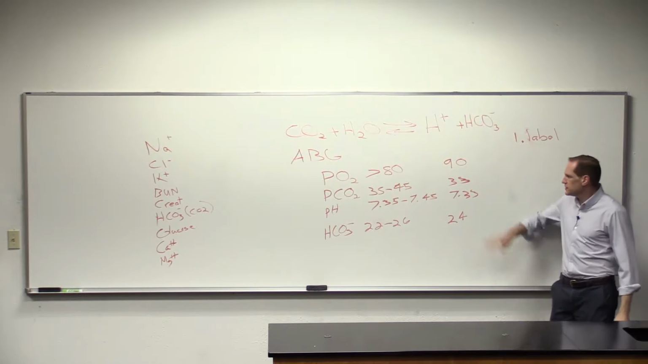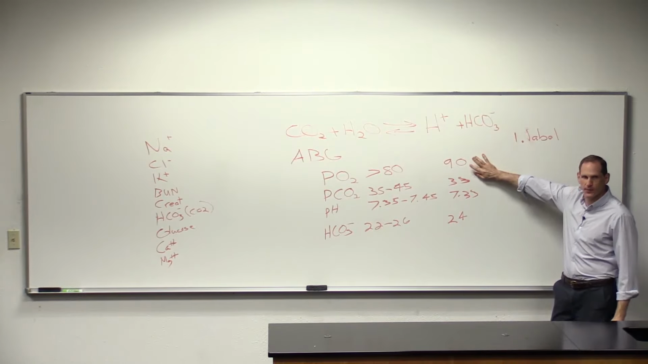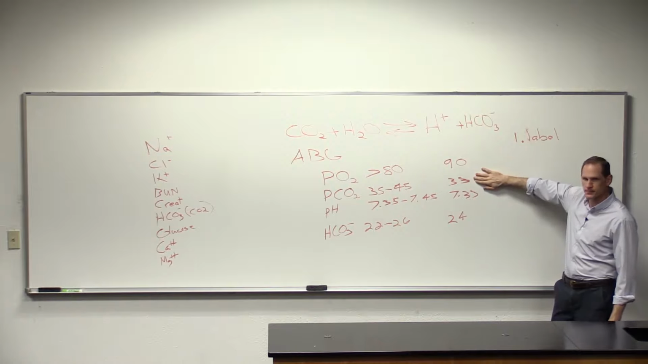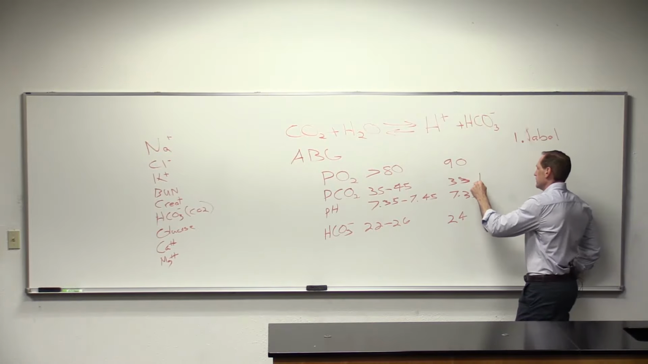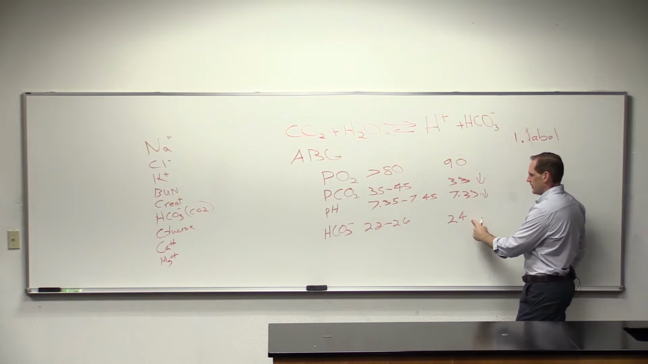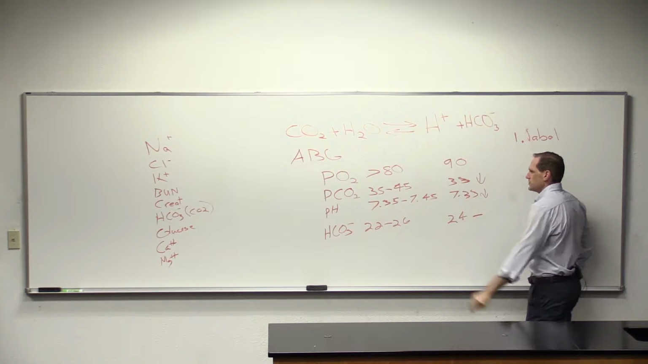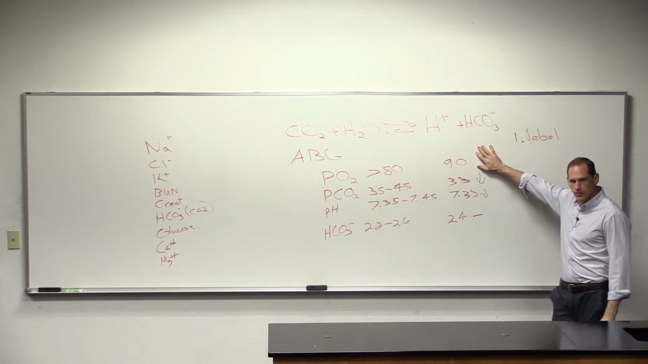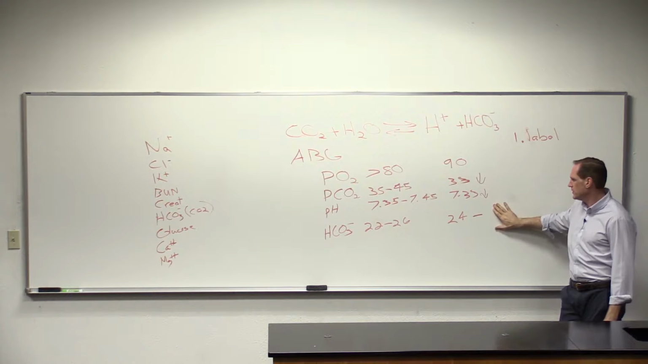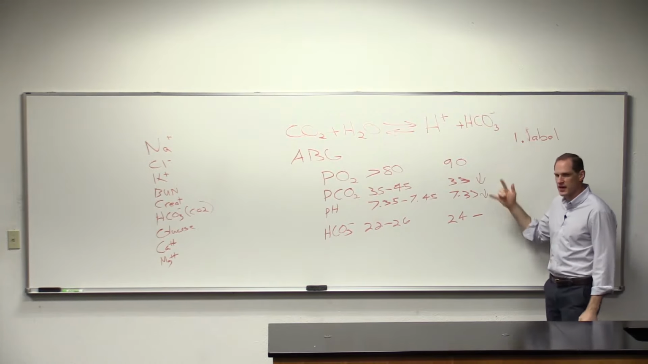All right, so is this high or low? It's normal. This? Low. This? Low. And normal. So PO2 of 90 is normal. PCO2 of 33 is low. pH of 7.33 is also low. And then bicarb level 24 is normal. So we have two abnormal things. How do we label those?